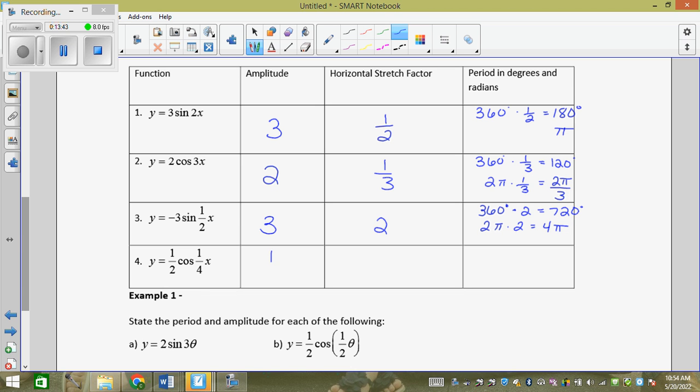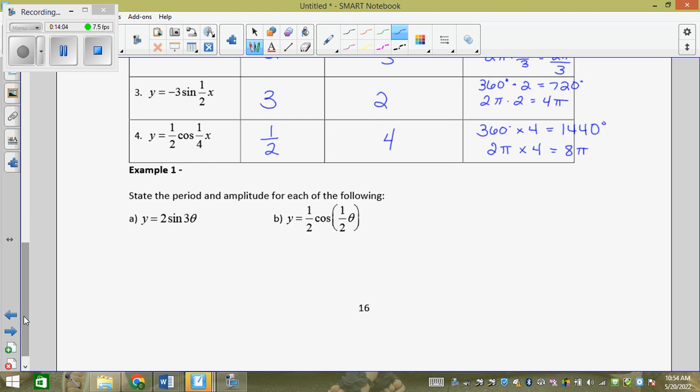This one, you have an amplitude of a half. Horizontal stretch by 4, which you're taking your period and multiplying it by 4. So it's 1440. And then 2 pi times 4 is 8 pi.